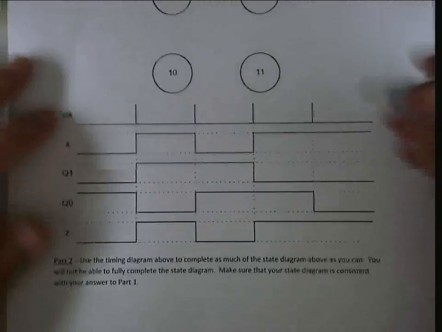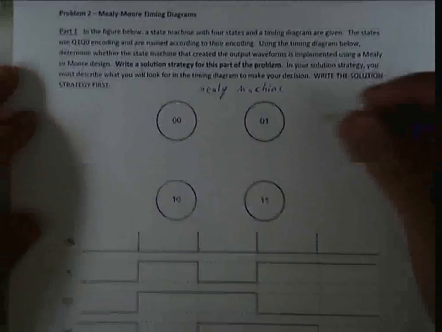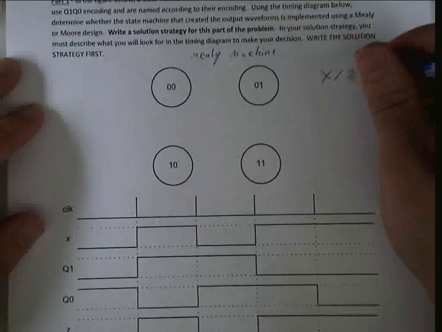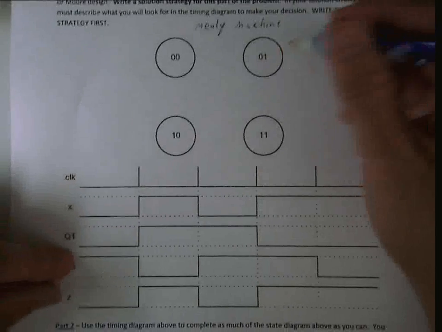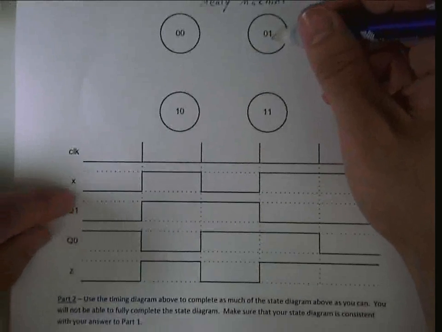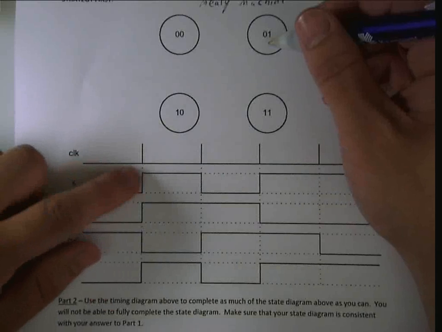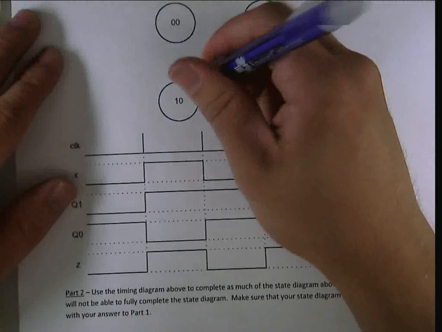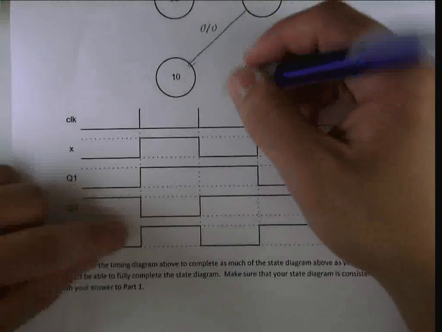And then the next part is basically we want to use this timing diagram to complete as much as possible of this state diagram. Since we need to define our inputs and outputs, we'll have X/Z for our input/output. We're in state 0, 1, so we'll want to start here. And we have input 0. So when we get 0, we're going to be outputting 0. And we're going to want to go to 1, 0. So this is 0/0.